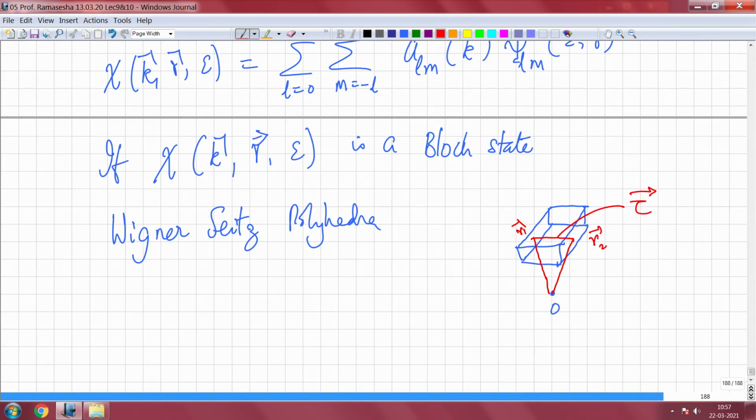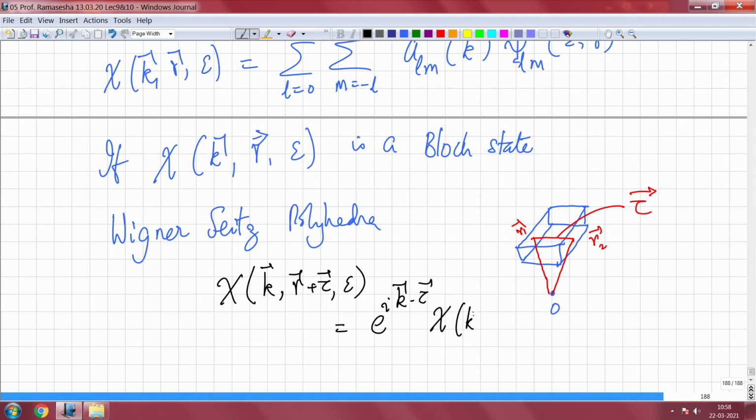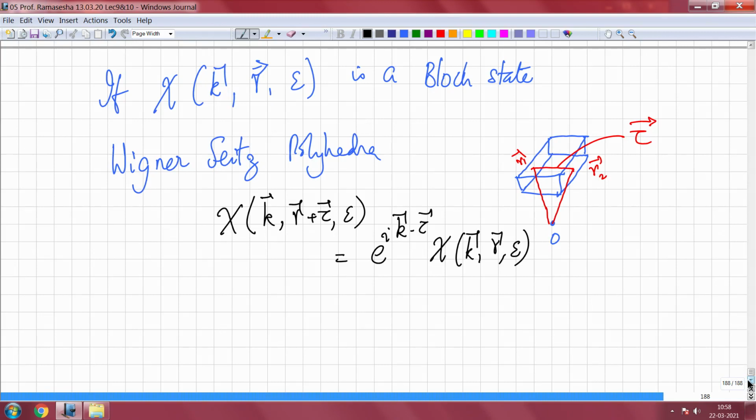then what we are saying is that chi k of r plus tau comma E is equal to e to the power i k dot tau times chi of k comma r comma E. And I must also have the derivative satisfying a similar relationship, which is chi prime k of r plus tau comma E is equal to e to the minus i k dot tau times chi prime k comma r comma E, sorry, r plus tau, this must have been.